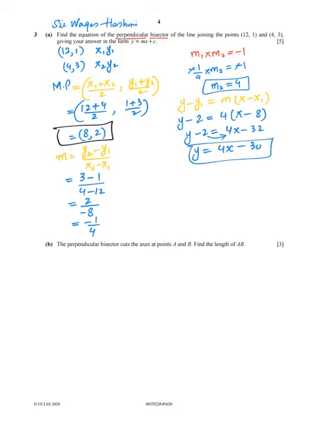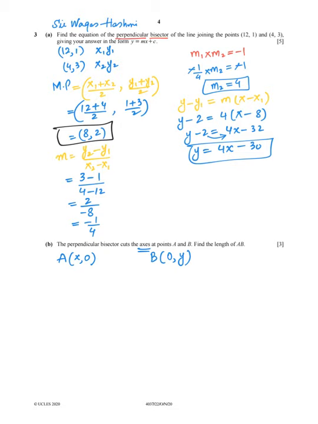After that, it's part B. The perpendicular bisector cuts the axes at points A and B. Find the length of AB. Alright, so axes means that it talks about both the x and y axis. So I suppose that A cuts on the x axis, that means its y coordinate is 0, and B cuts on the y axis, that means its x coordinate is 0, right? That is my supposition. You can swap it, it does not matter.